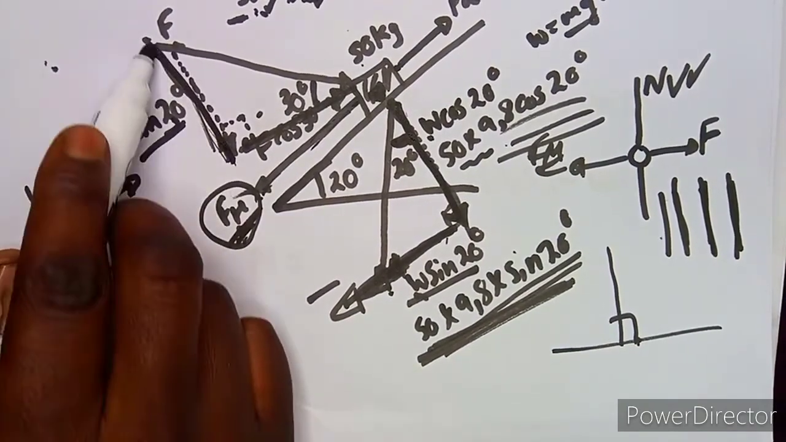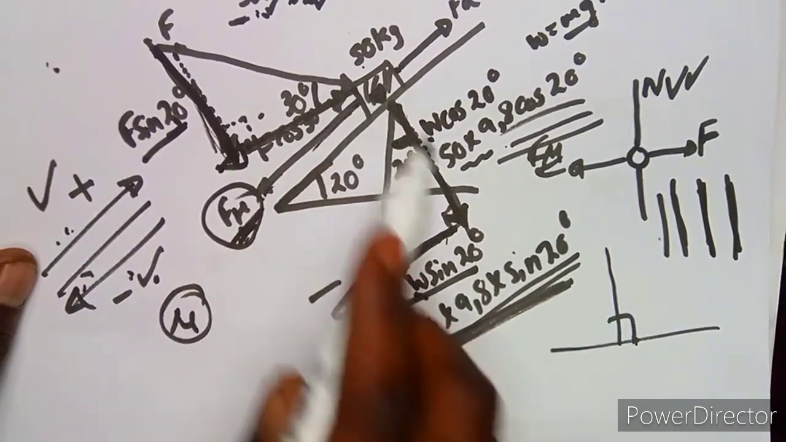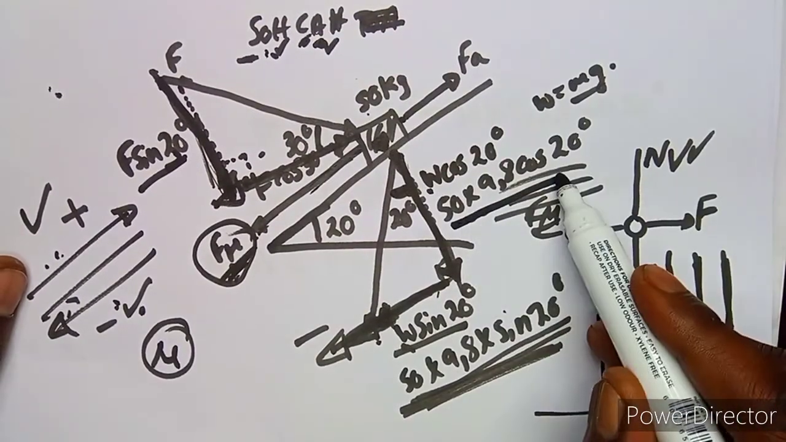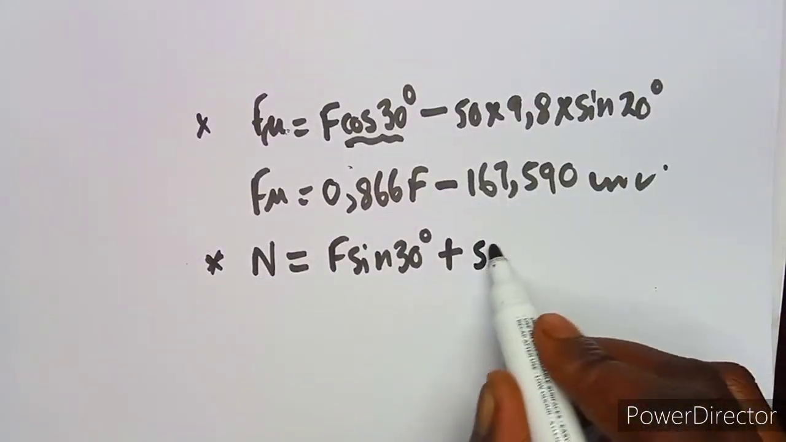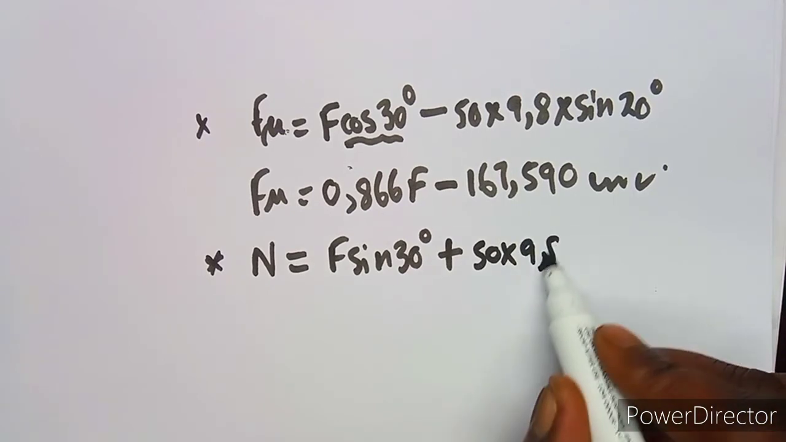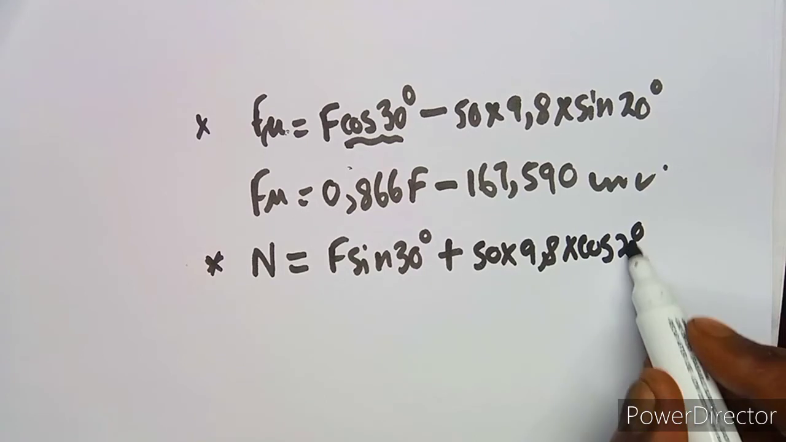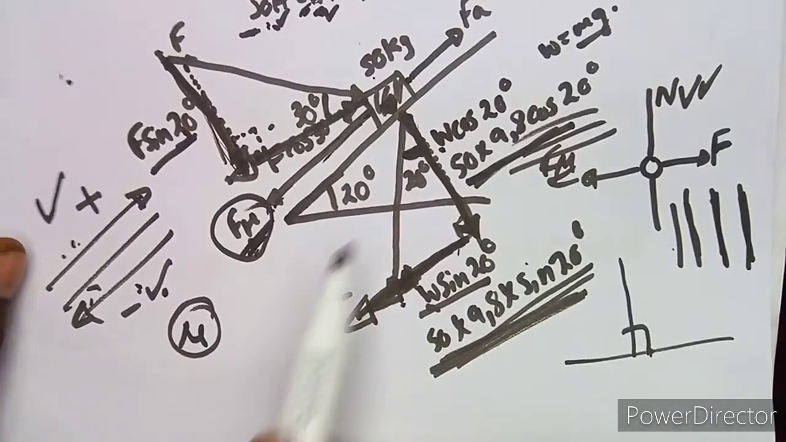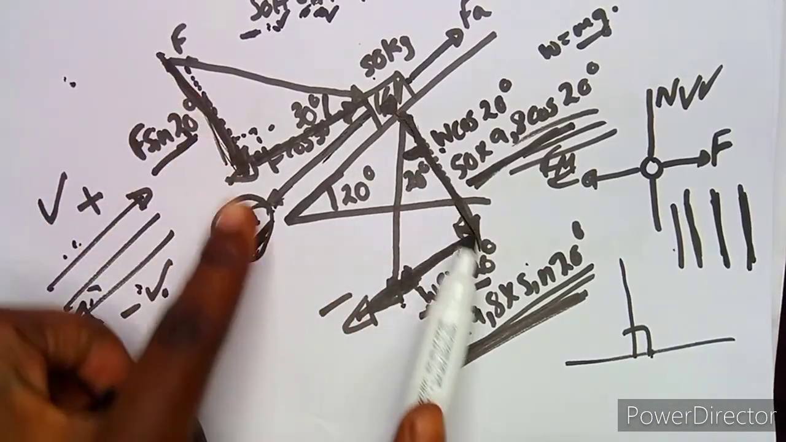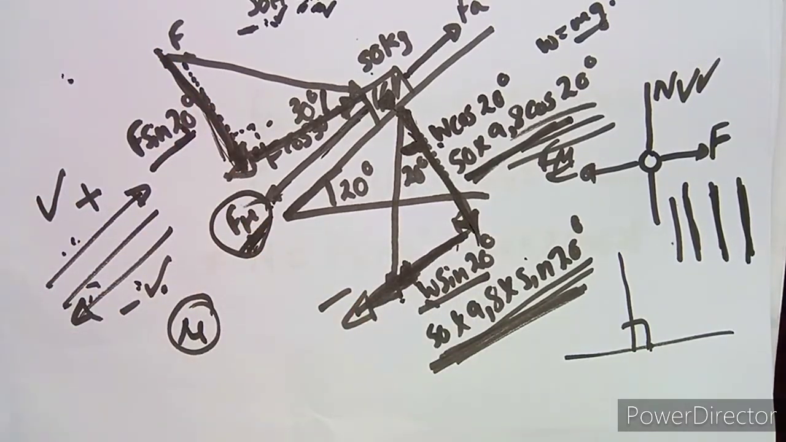Take note, they're in the same direction. So we've got 50 times 9.8 times cos 20 degrees, which is this part here, which is in the same direction. Okay, so these are vertical lines, but when they meet the plane, they are going to meet at perpendicular, at 90 degrees.